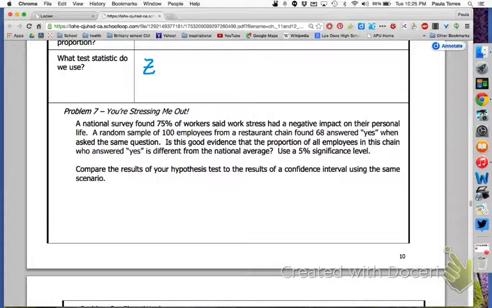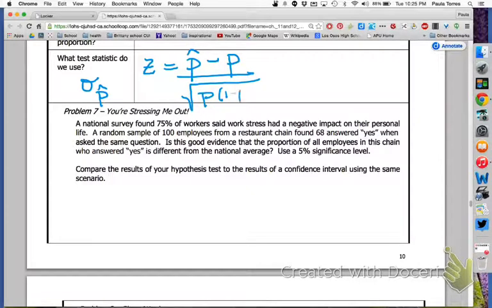So the test statistic equals the sample. In this case, our sample is going to be p hat minus the population parameter, which will be p, over the standard deviation for the sample. But the standard deviation for the sample is the square root of p times 1 minus p over n. Remember, all of that is underneath the square root.